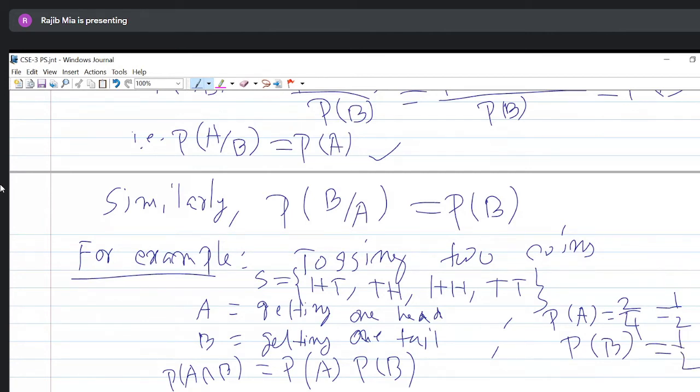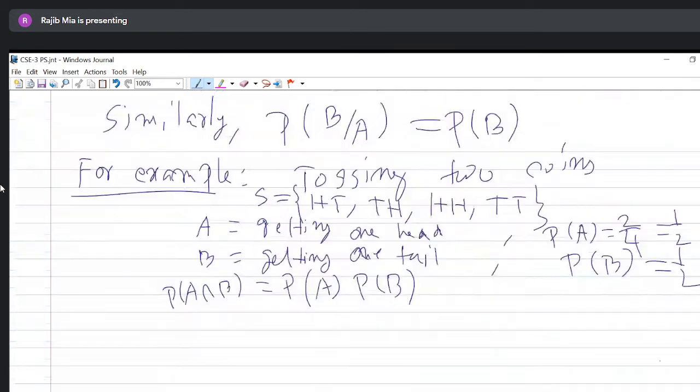So in this case, probability of A into probability of B is 1 by 4. So if you find A intersection B, one head and one tail, then it will be 1/4. Sir, probability of A intersection B will be 1/4. What will be A intersection B in the outcomes? Can you define this?